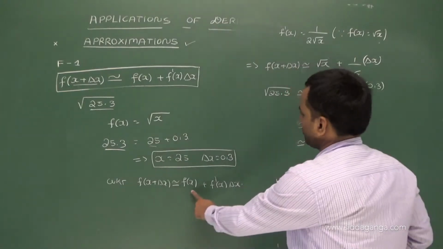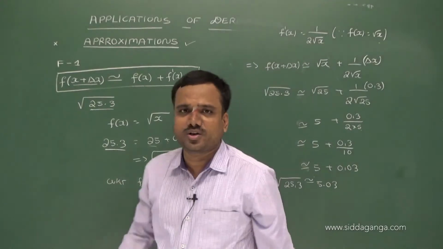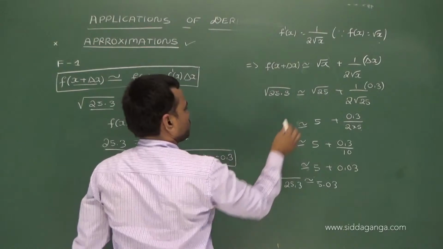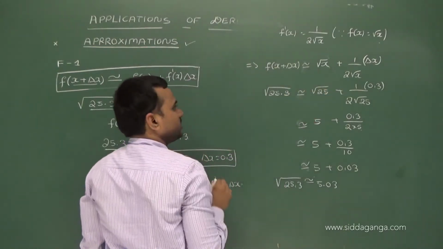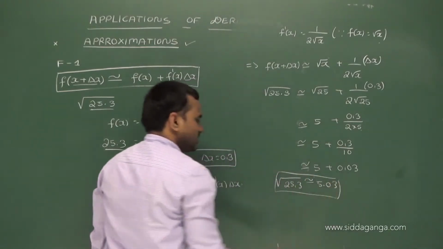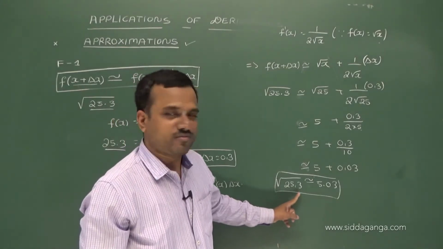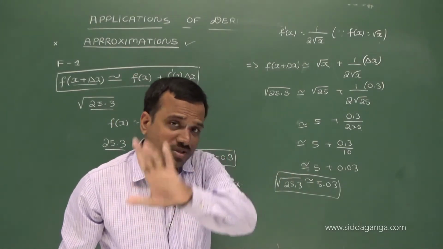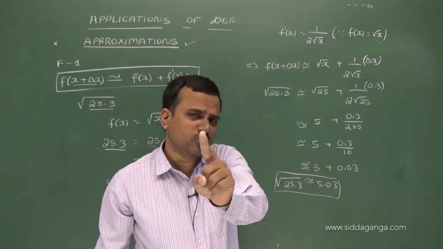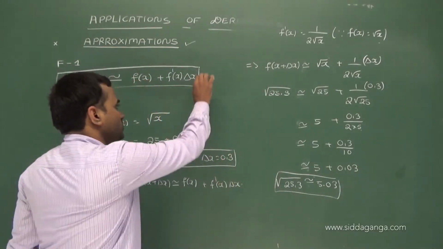Understand? Okay, f of x is root x. Find f dash of x. F dash of x is 1 divided by 2 root x. So substitute all the values, then substitute x and delta x, and simplify it. What we got is the value of square root of 25.3. You check using a calculator, we get the same result, 5.03. Better you check also. Understand this concept? We will solve one more problem using this formula.